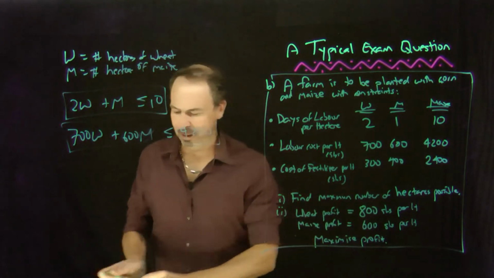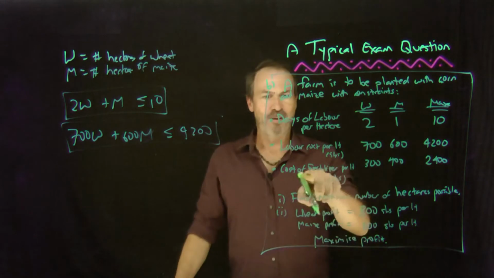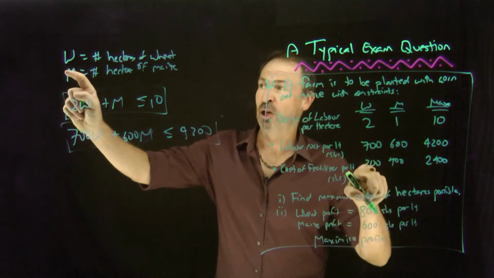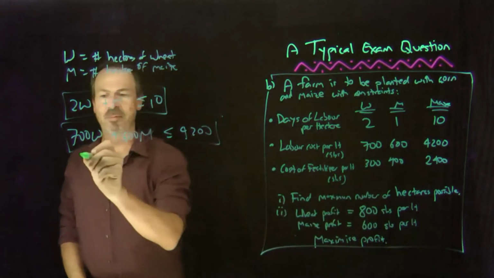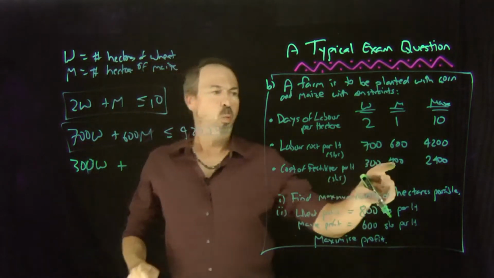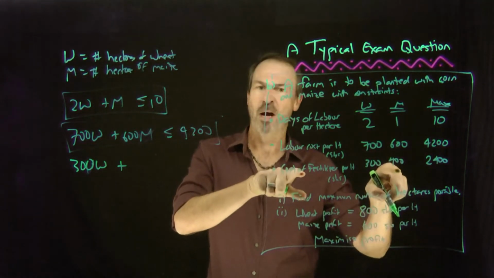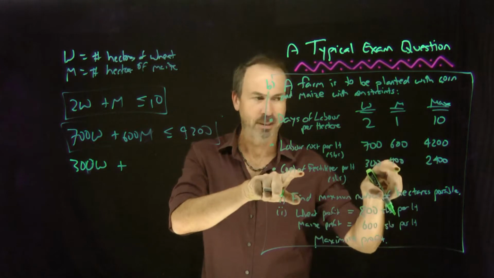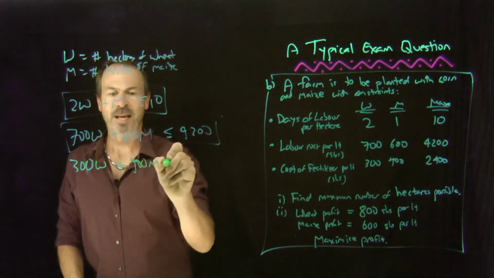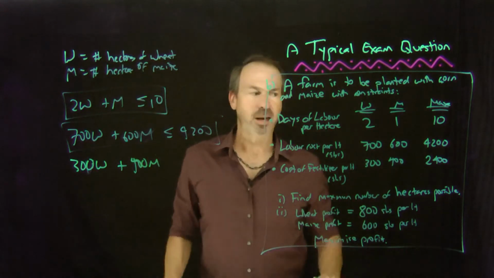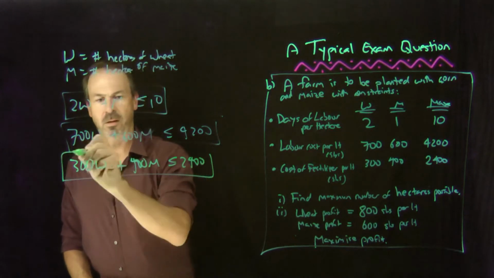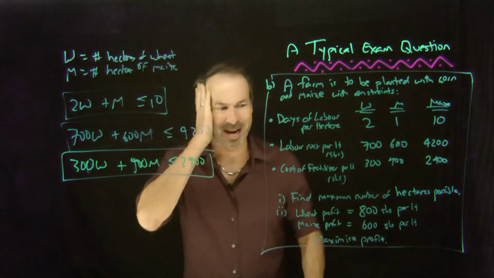Whoa, my pen's getting a bit weak. Do I have a better pen? Let's see. Finally, the cost of fertilizer. Well, 1 hectare of wheat costs 300 shillings, so W hectares will cost 300 times W. Oh yes, better marker, 300W. 1 hectare of maize costs 400 shillings of fertilizer cost, so M hectares will cost 400 times M. So that's the total cost of fertilizer, and I want it to be less than or equal to 2,400. All right, this is crazy.